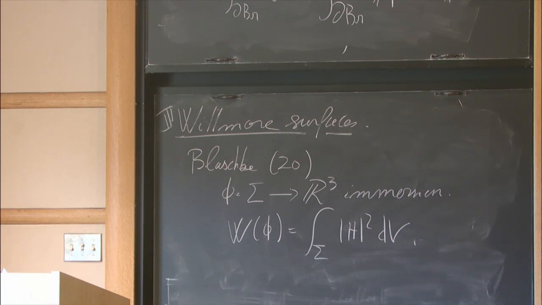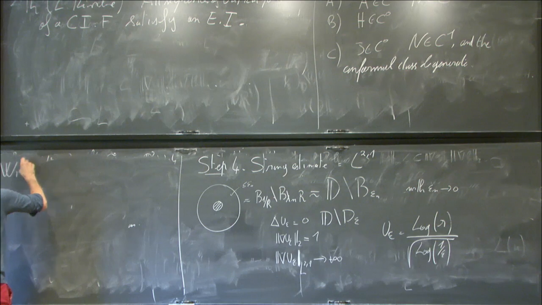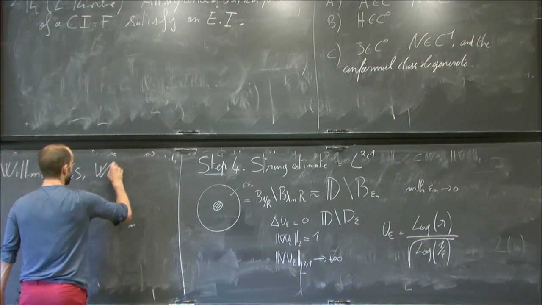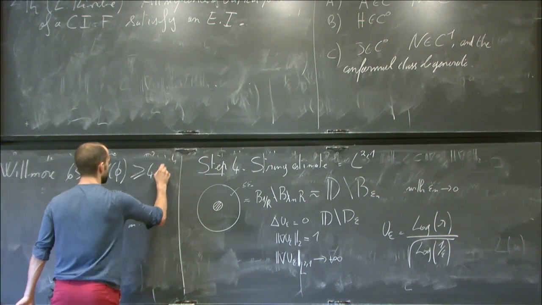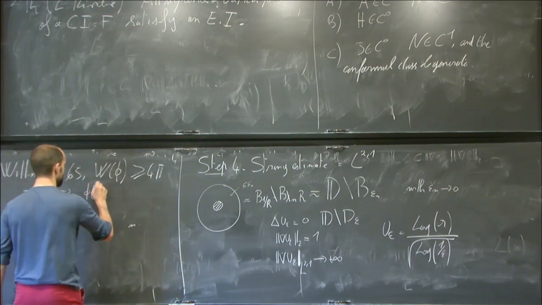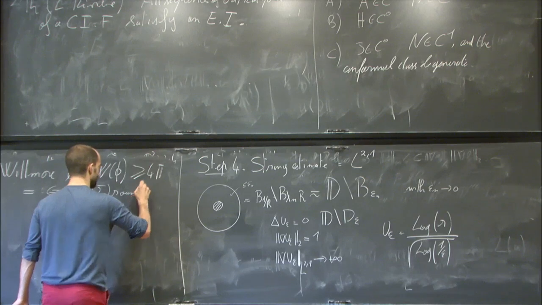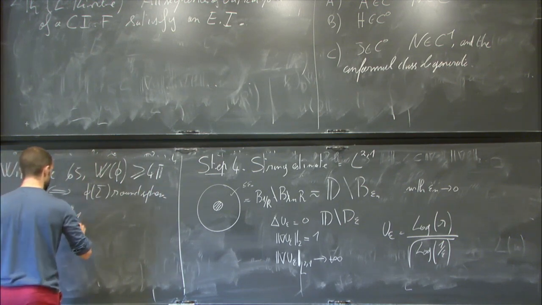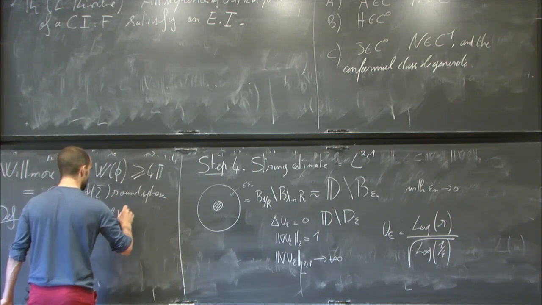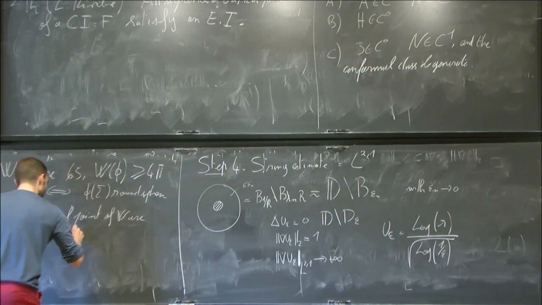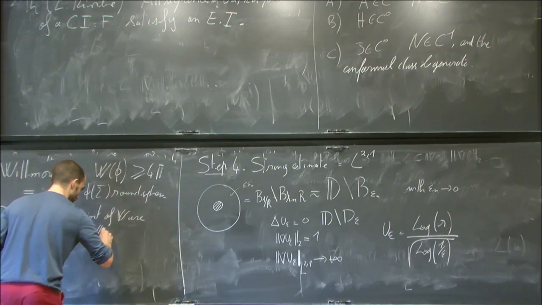So Willmore himself, in '65, proves that W(φ) is always bigger than 4π, with equality if and only if we are the round sphere. And from that time, critical points of W are called Willmore surfaces.